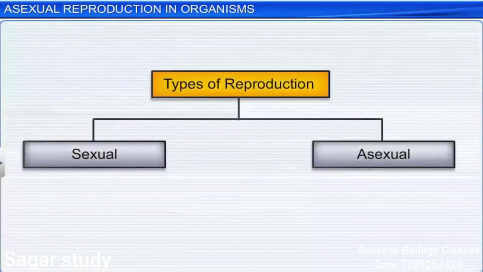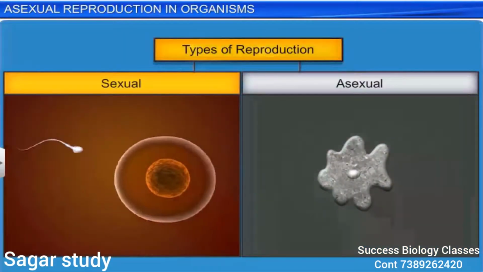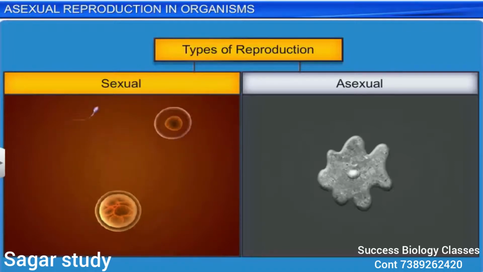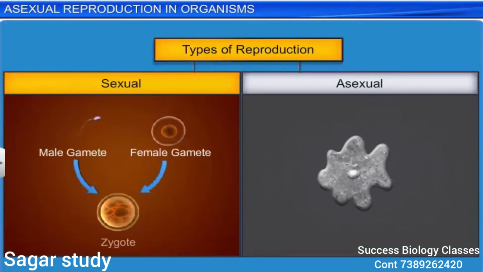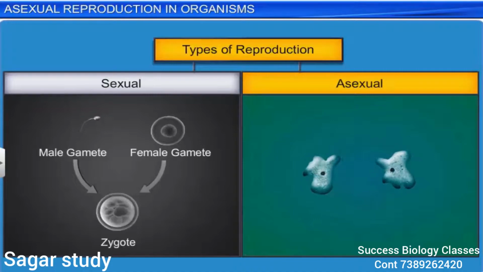In living organisms, we see two types of reproduction: sexual and asexual. In sexual reproduction, a gamete from the male parent fuses with a gamete from the female parent to form a zygote. However, in asexual reproduction, the organism or the parent cell divides to give rise to morphologically and genetically identical organisms called clones.